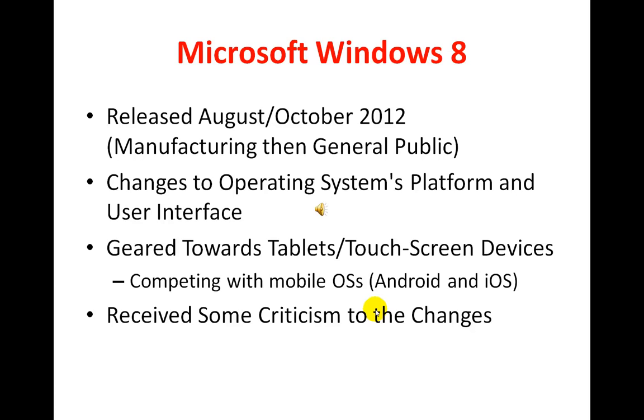Microsoft Windows 8 was released in August of 2012 to manufacturing, then to the general public in October of 2012. There have been many changes to the operating system's platform and user interface. The biggest change that you will notice is that it is geared towards tablets and touchscreen devices. With the increase of people using smartphones for more than just a phone, Microsoft has decided to change Windows to compete with mobile operating systems such as Android and the Apple iOS. Microsoft has gotten a lot of grief about those changes.